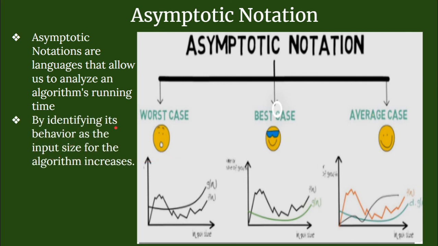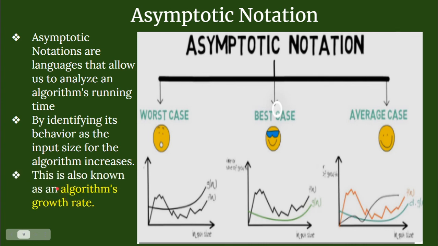By identifying its behavior as the input size for the algorithm increases. So as the size of the input increases, the behavior of the algorithm also changes. That means the algorithm's behavior is defined by the size of the input. This is also known as an algorithm's growth rate.